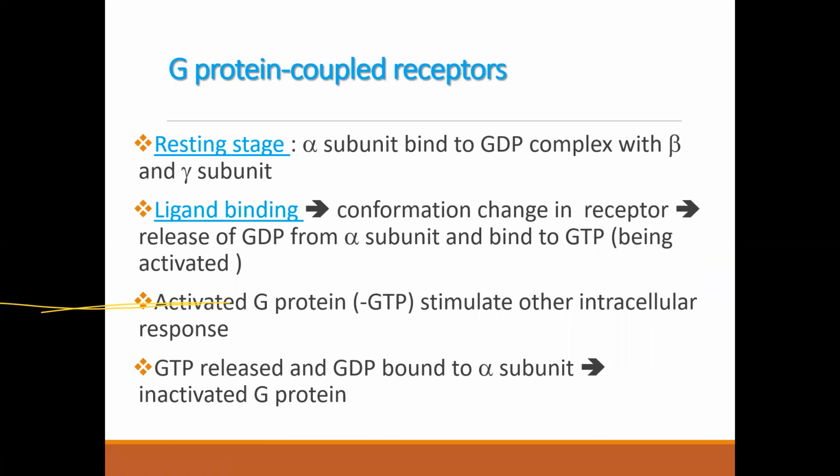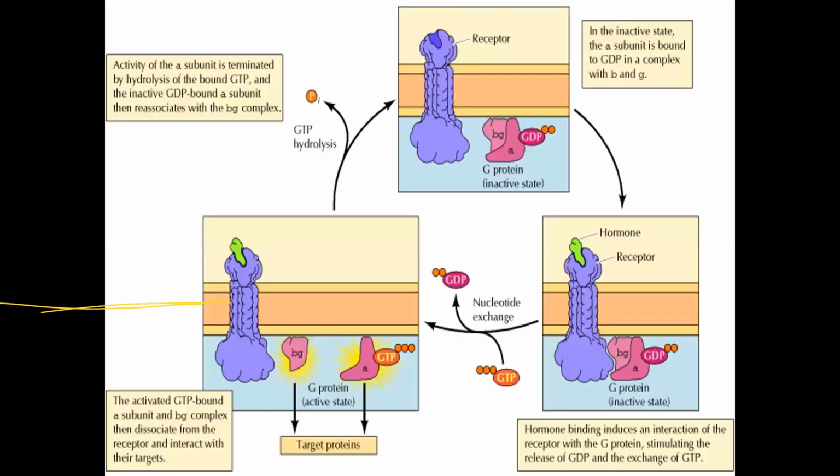Okay, we can learn from the diagram. This is the G protein coupled receptor, or 7-pass receptor, and this is the G protein. G protein has alpha subunit, beta subunit, and gamma subunit. At the resting state, with no ligand bound, the G protein binds to the nucleotide GDP.